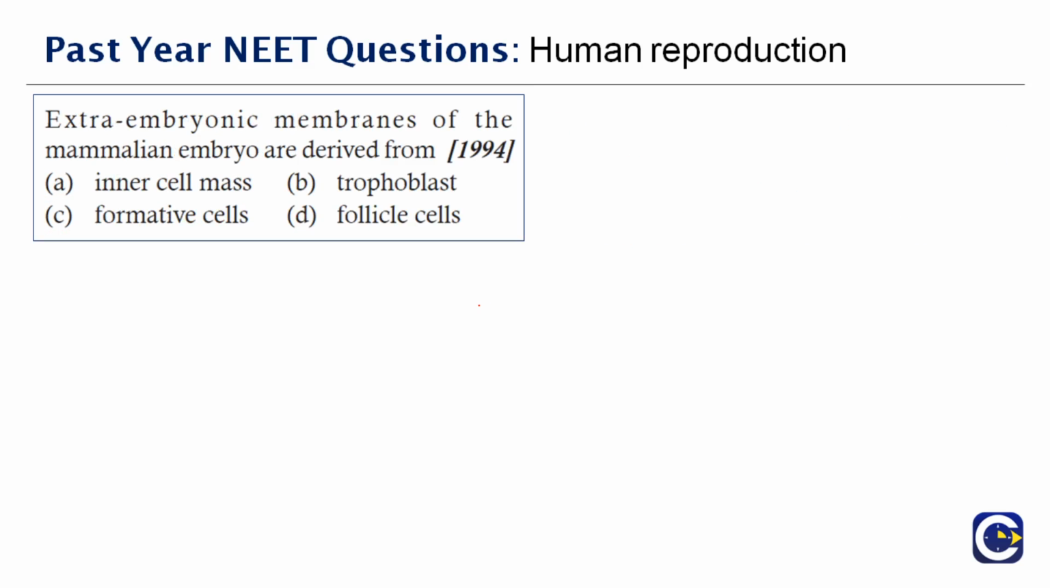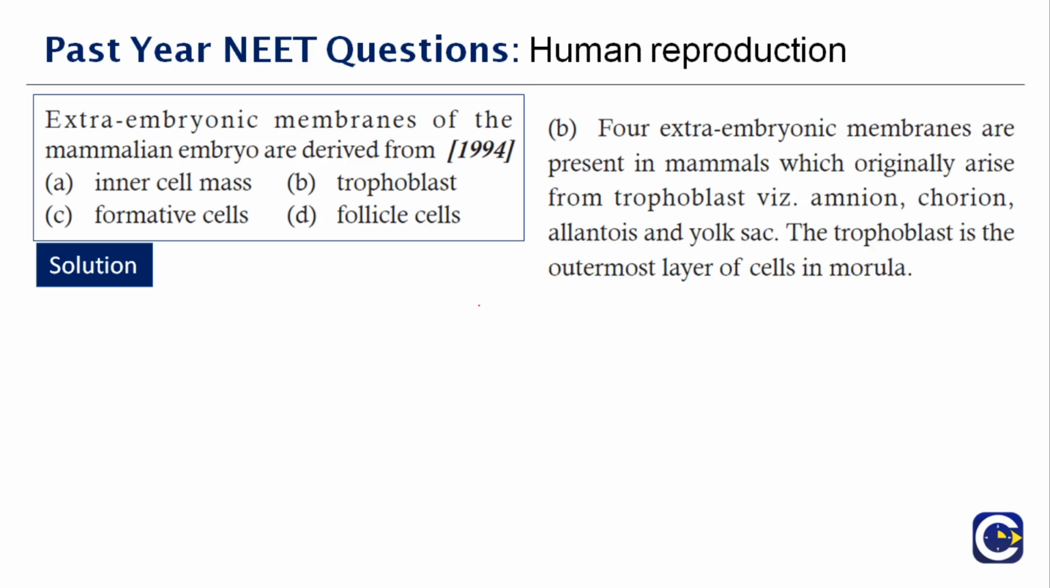Next question here. Extra embryonic membranes of the mammalian embryo are derived from dash. This is also a very easy question. All of you should know what the answer is. It's not from the follicle or inner cell mass. It is from the trophoblast. 4 extra embryonic membranes are present in the mammals, which originally arise from the trophoblast: amnion, chorion, allantois, and yolk sac. The trophoblast is the outermost layer of the morula. Therefore, the right answer to this question is option B.